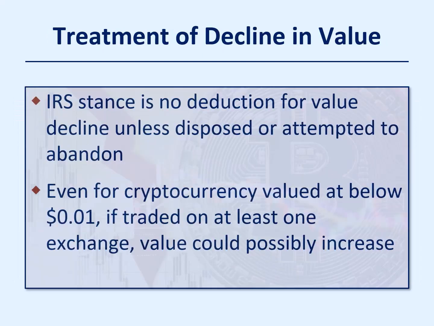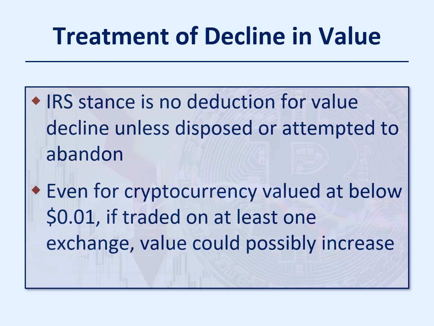Looking back at the 2022 tax year, there was an overall trend that cryptocurrencies saw a significant decline in value, which had people wondering: if digital assets have these declines in value, is there a deduction that can be taken on a tax return? Well, the IRS has taken the stance that no, unless the digital asset was disposed of or attempted to be abandoned, there is no deduction for a decline in a digital asset's value.